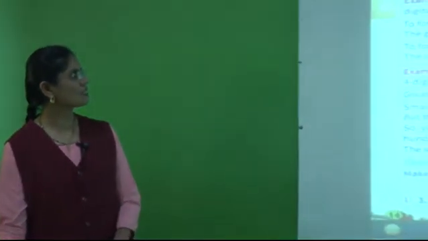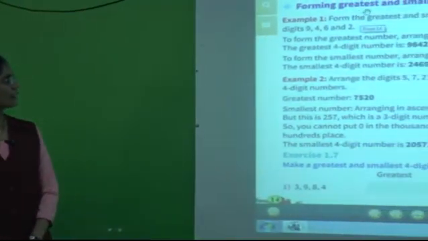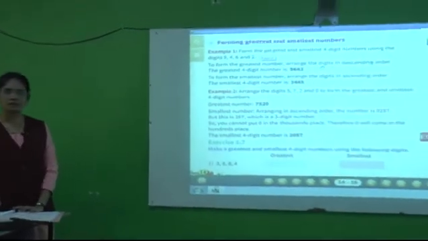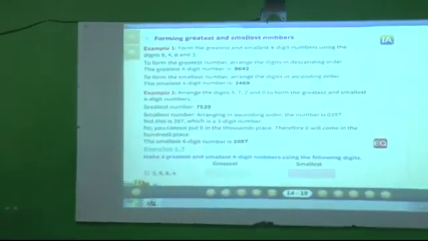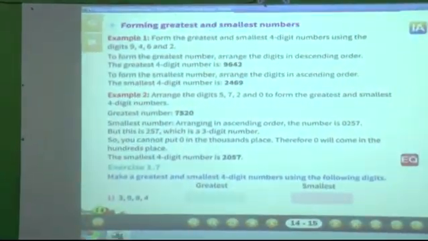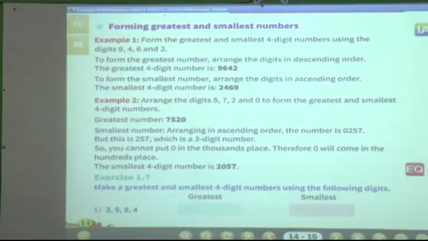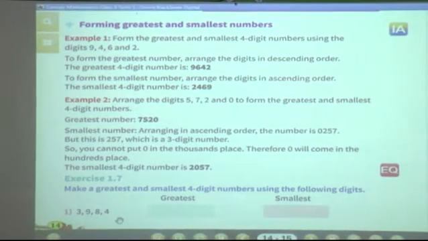Students, in the previous session, let us take a recap of what we had learned. Can you see this screen? Look at the screen. In the previous session we saw forming the greatest and smallest numbers, that is, how to form the 4-digit smallest number and 4-digit greatest number by using given digits.